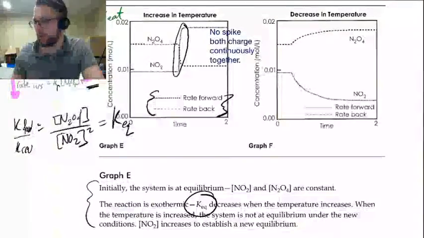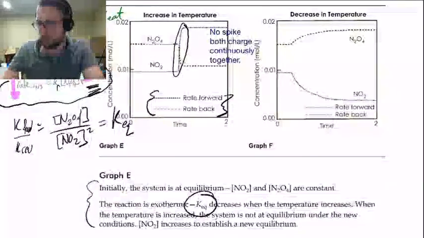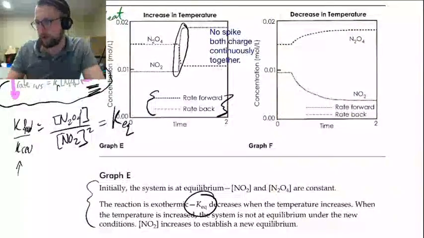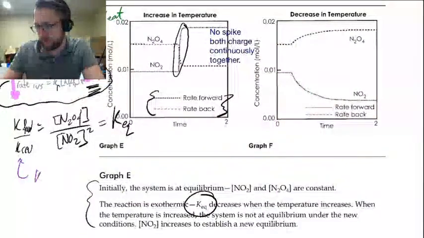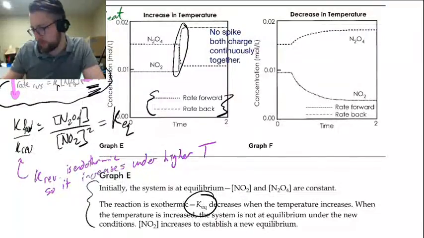If you increase the temperature up here in this little thought experiment version we had, then that implies that the temperature has an effect on the reverse reaction's K. So K reverse is endothermic, so it increases under higher T.